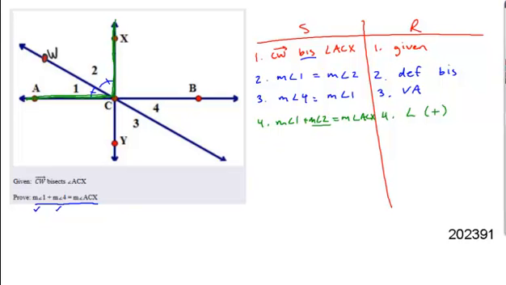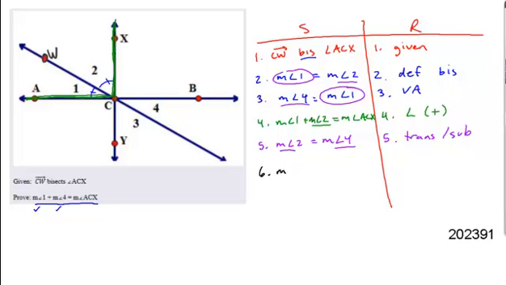Well, can I make the statement that angle 2 is equal to angle 4? And how do you know that? Here's 2 and here's 4. They're each set equal to the exact same thing, so that's justified as transitive property or substitution. And now my final step would be to take my statement from step 4, the measure of angle 1 plus, replacing angle 2 with its equivalent, angle 4, and that's equal to angle ACX.